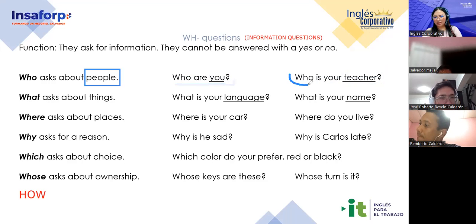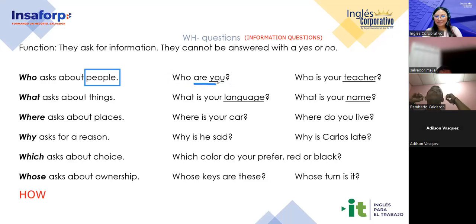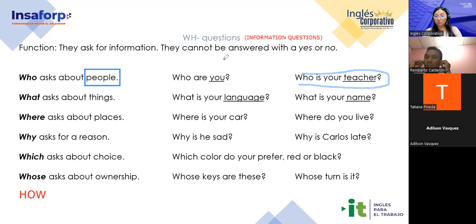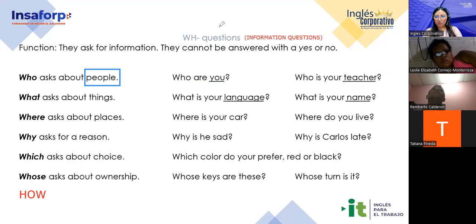¿A qué hace referencia esto? ¿Qué está consultando esta clase? In Spanish. Who are you? Who? ¿Quién? ¿Quién? La parte de la mochila, la parte de la maleta. ¿Quién eres, verdad? ¿Y esta? ¿Qué pregunta en la número 2? ¿Quién eres tú? Me gusta esa adaptación. ¿Y quién es? Miren, aquí hay un posesivo. Your teacher. Maestro, maestro. ¿Sí? Who is your teacher?